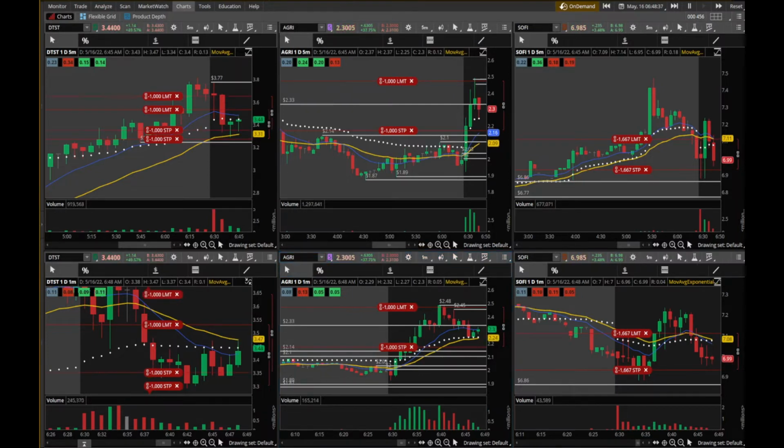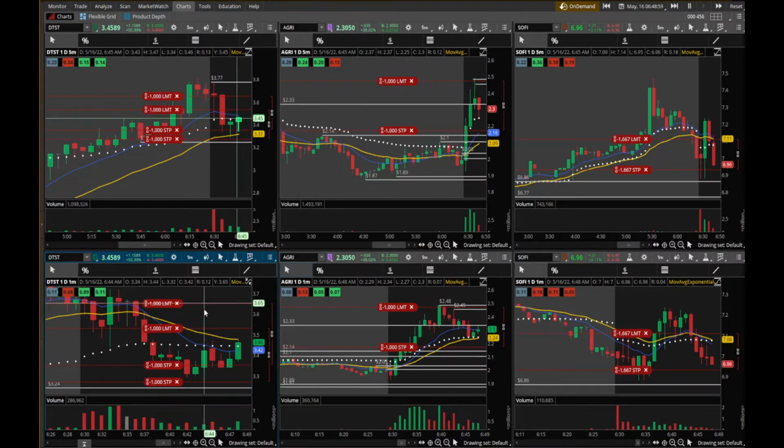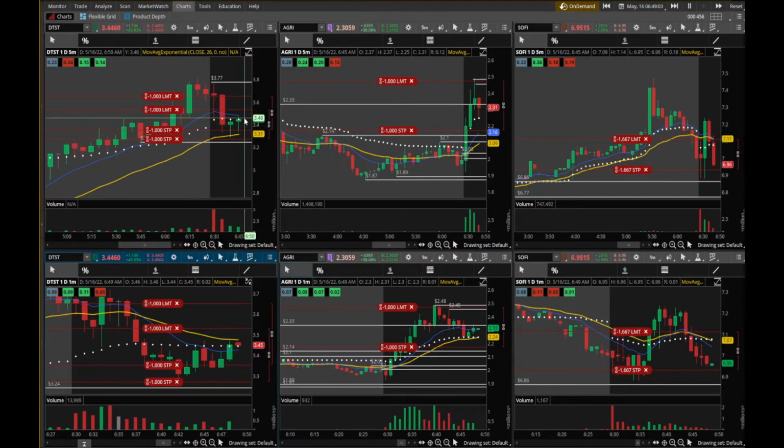Gonna add on DTST. Now DTST looking more like a bear flag than anything, but if it can break out over 3.47, get up above 3.50, it would negate that bear flag. There we go.